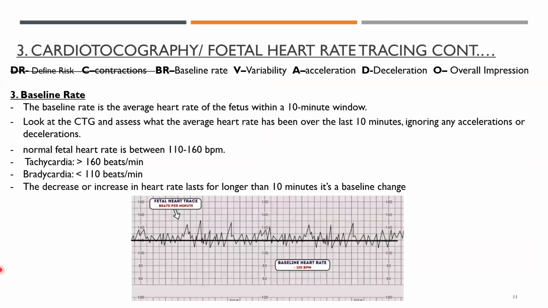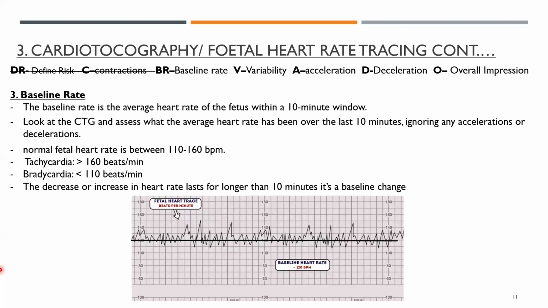The next one, baseline rate. So what is the baseline rate? It is the average heart rate of the fetus within a 10-minute window. You're looking at a CTG to assess the average heart rate over the last 10 minutes. You ignore any accelerations or decelerations. If you remember in biochem, when we used to draw lines on the graph, you make an average. You leave a few up, a few down, and you draw that average line in between. That's basically it. The normal fetal heart rate ranges from 110 to 160 beats per minute.